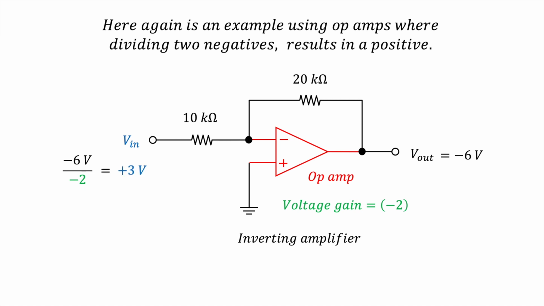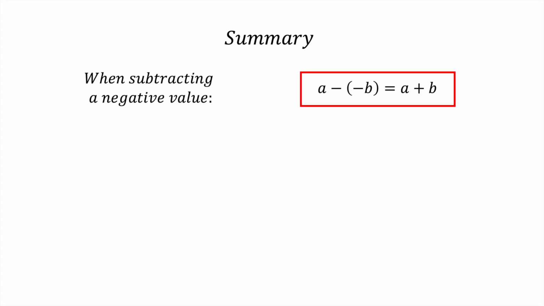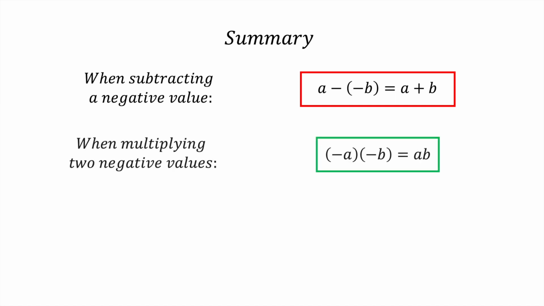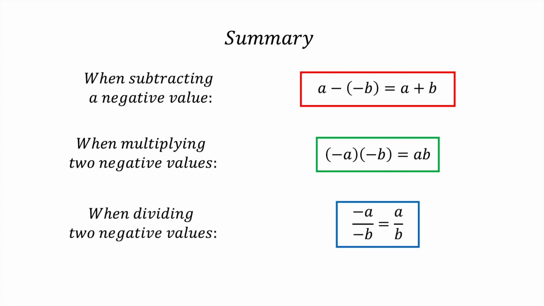You now know why, when subtracting a negative value, a minus -b equals a plus b, when multiplying two negative values, -a times -b equals a times b, and when dividing two negative values, -a divided by -b equals a divided by b. We hope you now appreciate the algebra of subtracting, multiplying, and dividing negative numbers. Your understanding of algebra is always improved when you appreciate how its rules work.